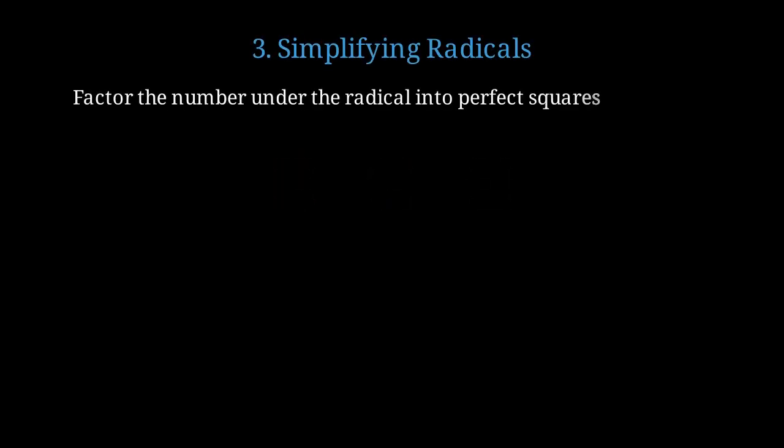Now let's learn how to simplify radicals to their simplest form. To simplify a radical, we factor the number under it into perfect squares, or perfect powers. For example, to simplify the square root of 50, we write it as the square root of 25 times 2. We can split this into the square root of 25 times the square root of 2. Since the square root of 25 is 5, our simplified answer is 5 times the square root of 2.